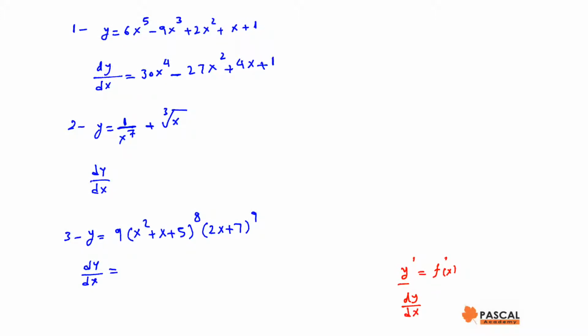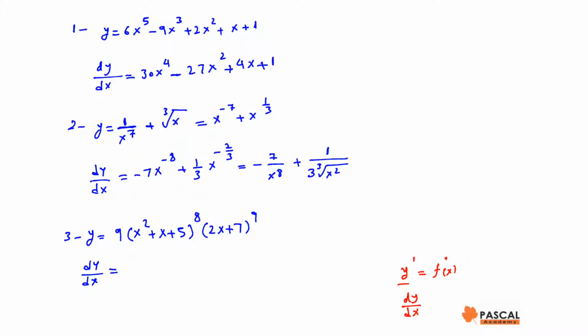Derivative of 1 over x^7 plus x cube root of x. This can be written as x to the power of negative 7 plus x to the power of 1 over 3, which is negative 7 x to the power of minus 8 plus 1 over 3 x to the power of negative 2 over 3. It can be written as negative 7 over x^8 plus 1 over 3 times the cube root of x^2.